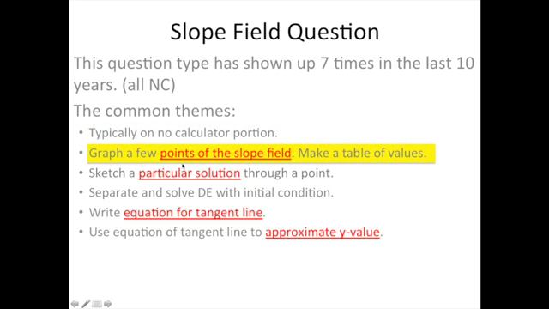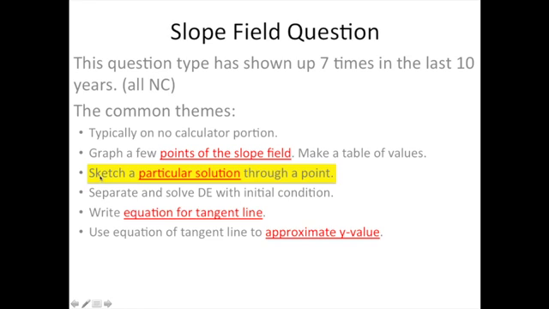Typically, they ask you to graph a few points of the slope field. I would suggest making a table of those values before trying to draw them. Look for the dots on the graph. Don't graph more than you have to. Sometimes they might give you the slope field and ask you to sketch a particular solution through a specific point. A lot of times they're going to ask you to separate and solve the differential equation with an initial condition. That's really common. I would expect to see that.